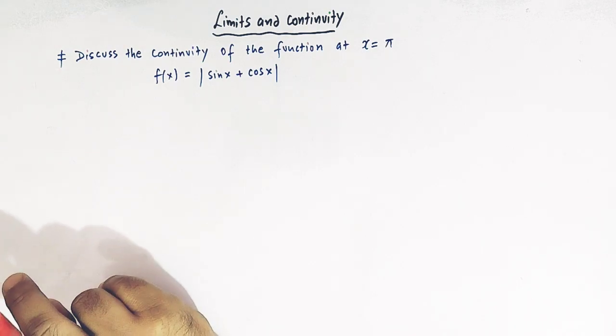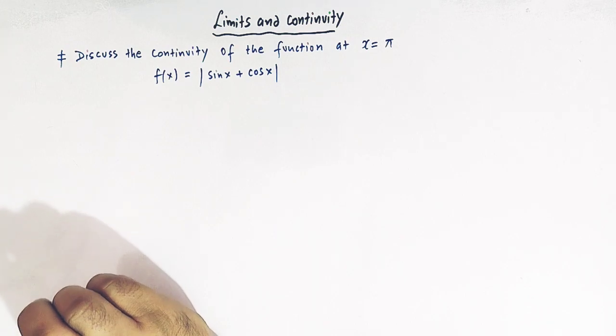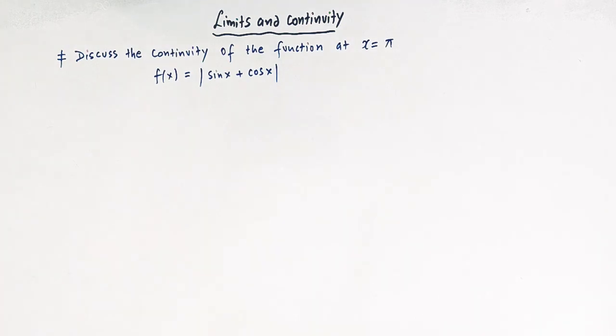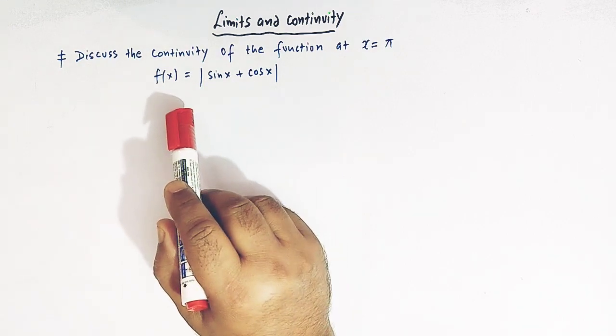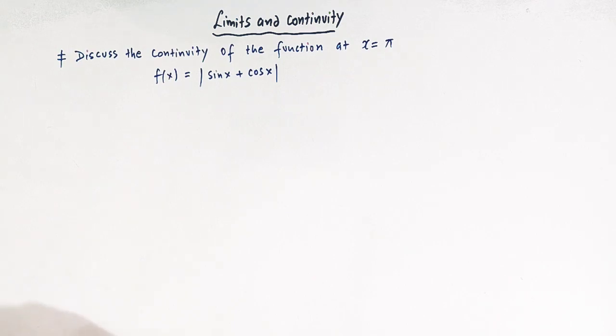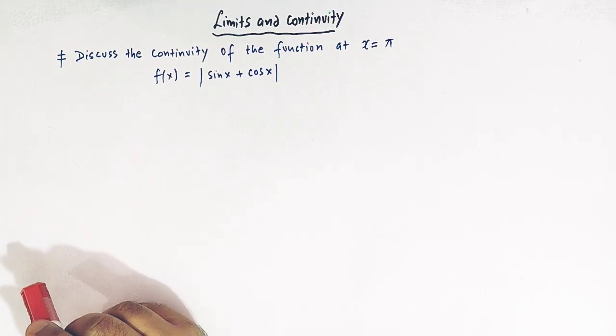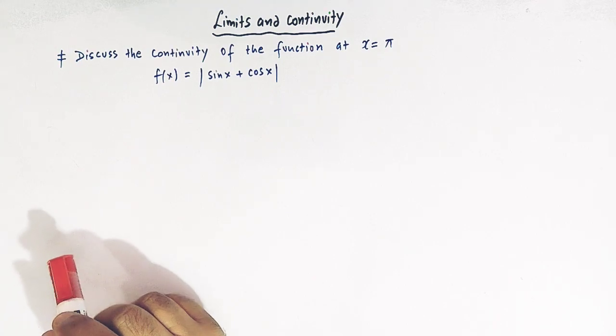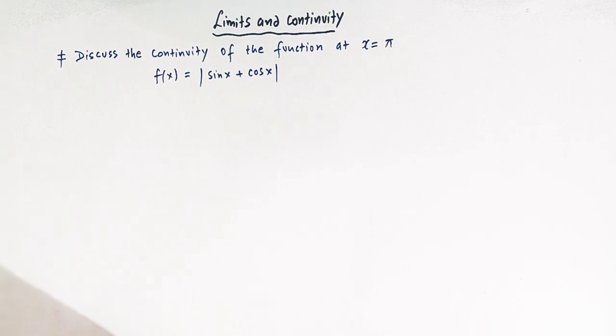Now see, this problem can be solved by two methods. The first method is the method of using the concept of composition of functions. But here I will not use that method, and I will prefer the usual method of proving the continuity of functions by finding out the left hand limit, the right hand limit, and the value of the function at that point. So let us start.